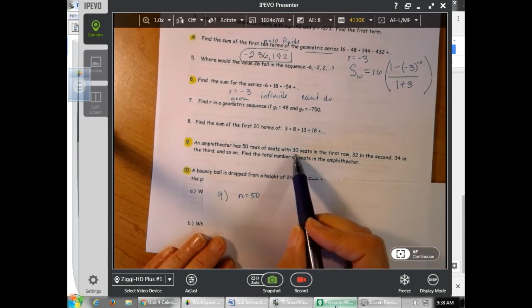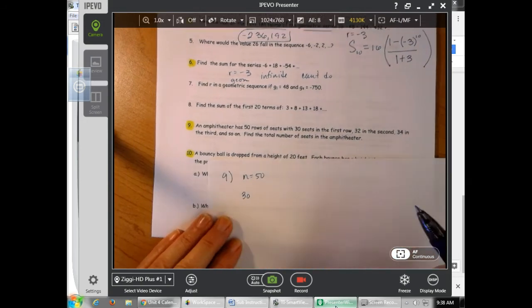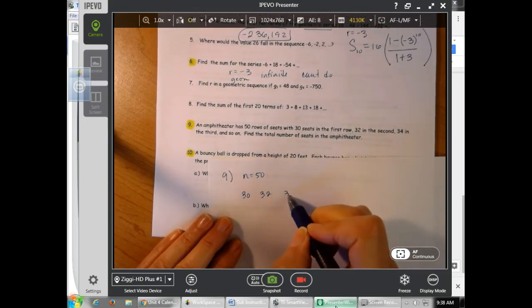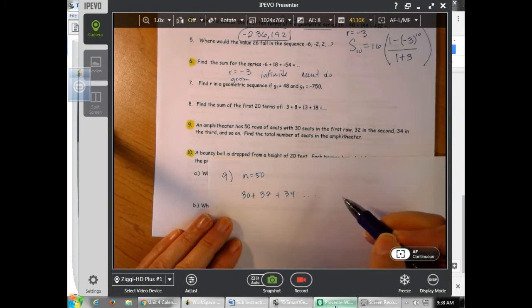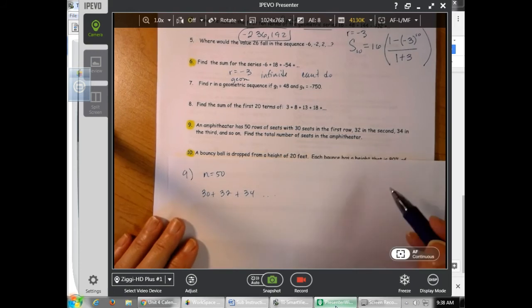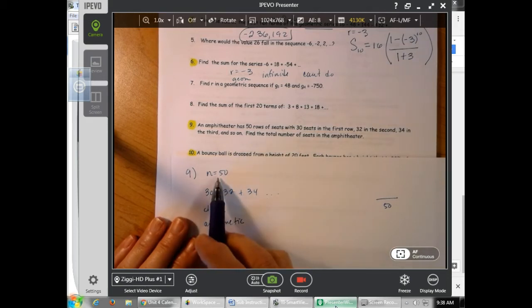30 seats in the front row, then 32. So my pattern is like this. So I have 30, 32, 34, etc. So really I'm going to be adding these together, but I have to go all the way out to the 50th position. Okay, so that's kind of what we're dealing with. So our common difference is 2. This is definitely arithmetic, but we're supposed to sum through the 50th.